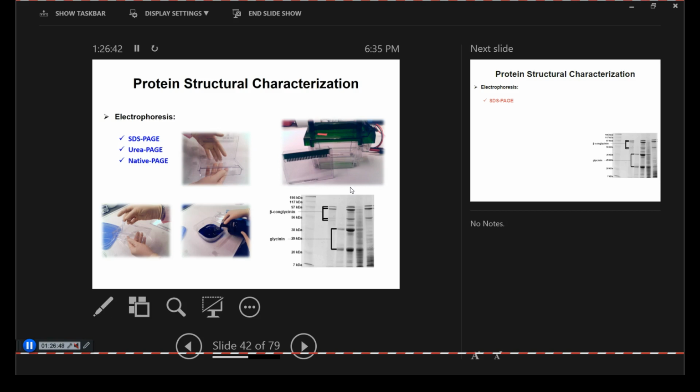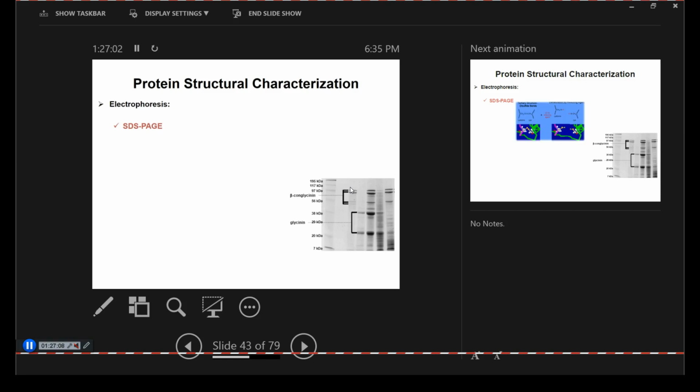Here, for example, this is soy protein, so we have beta-conglycinin and glycinin as the main components, and beta-conglycinin has 3 main subunits, and glycinin has 2 main subunits. So you can actually see the different subunits within soy protein.